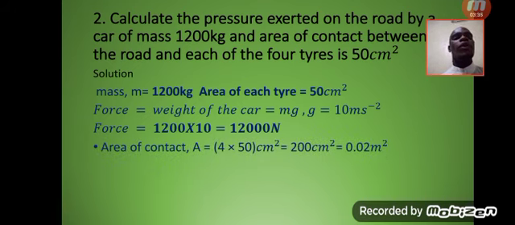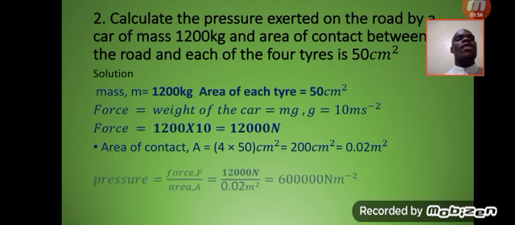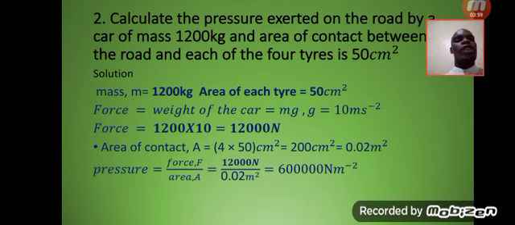Therefore, the area of contact A is equal to the number of tires, which are 4 for the car, times the area of each tire, which is 50 centimeters squared. This will give us 200 centimeters squared, which is also 0.02 meters squared when we convert it. Therefore, pressure is given by force over area, whereby the force is 12,000 divided by 0.02, which will give us 600,000 newtons per meter squared.